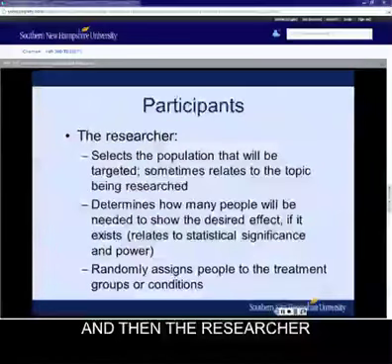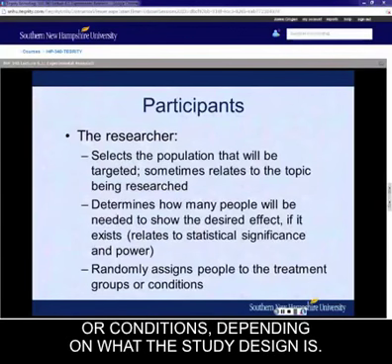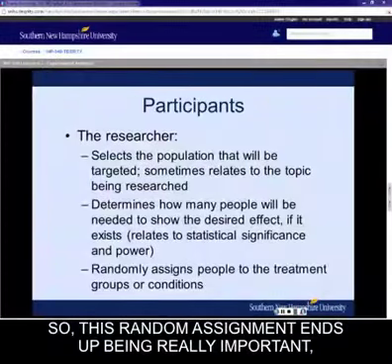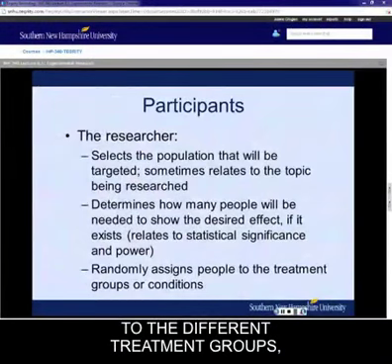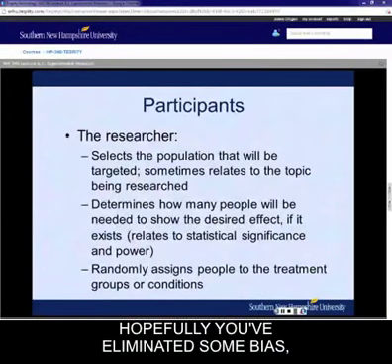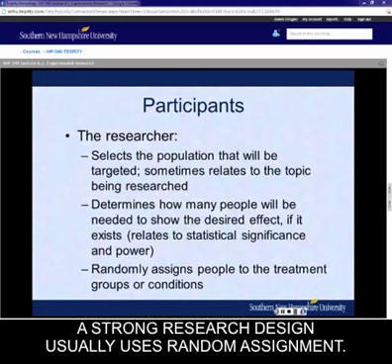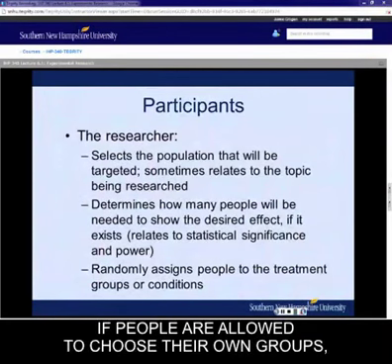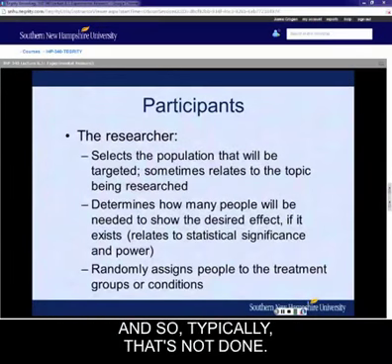And then the researcher will randomly assign those people to certain groups or conditions depending on what the study design is. So this random assignment ends up being really important because when you randomly assign groups of people to the different treatment groups, hopefully you've eliminated some bias or you've eliminated some confounding factors. A strong research design usually uses random assignment. If people are allowed to choose their own groups, there might be some bias there, and so typically that's not done.